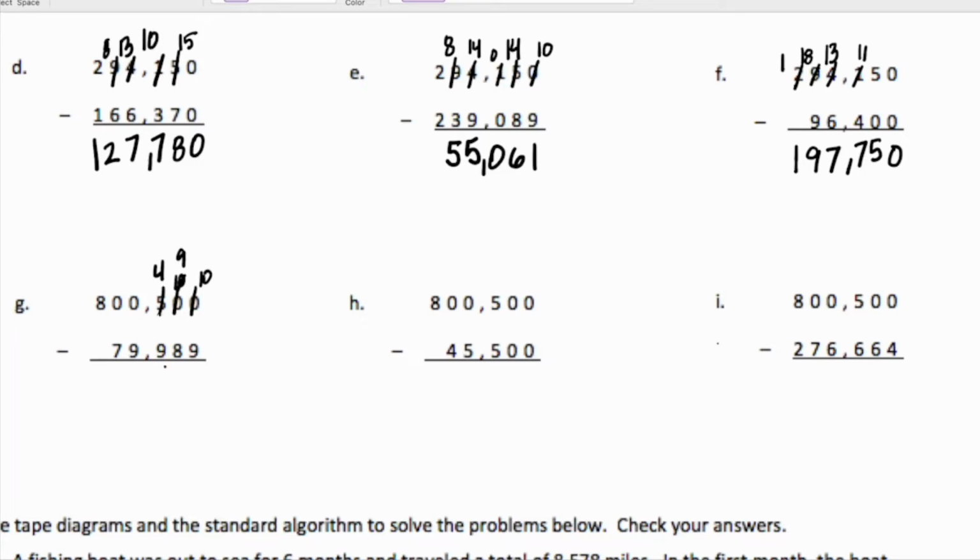I can't do 4 minus 9. I can't take from this 0 or this 0. So I'm going to take from the 8. 8 becomes 7. This 0 becomes 10. Then it becomes 9. This 0 becomes 10. Then it becomes 9. And then that 4 becomes 14.